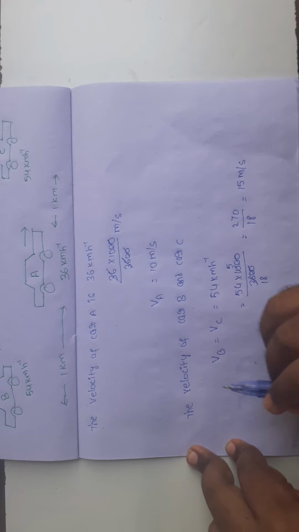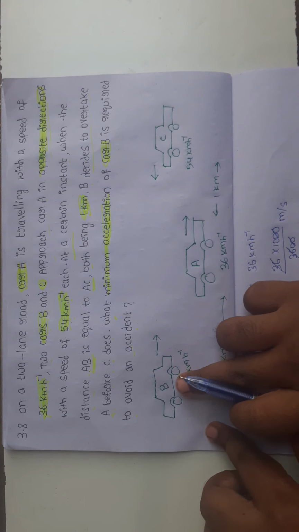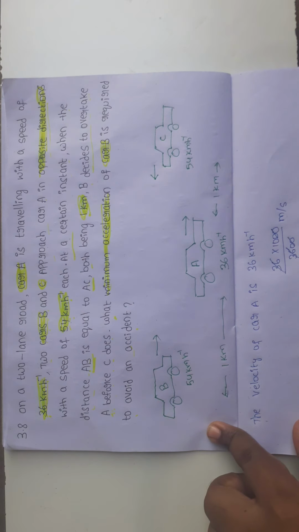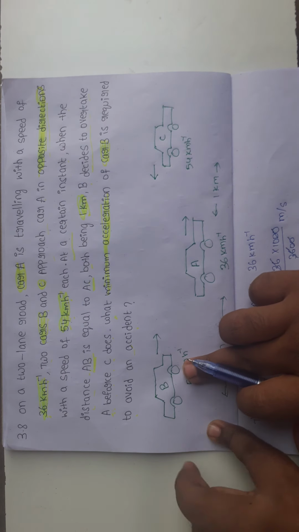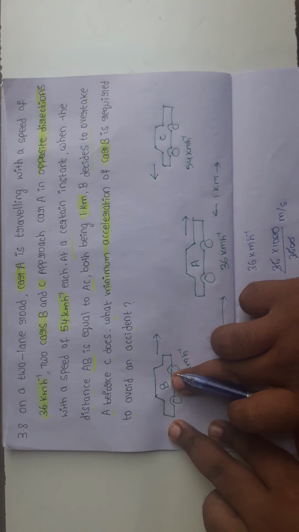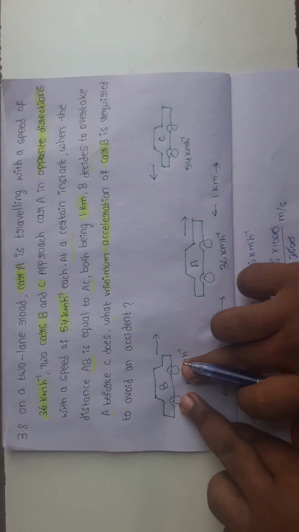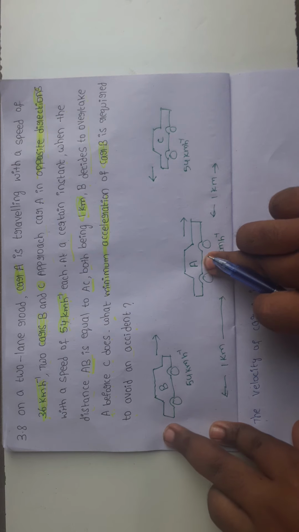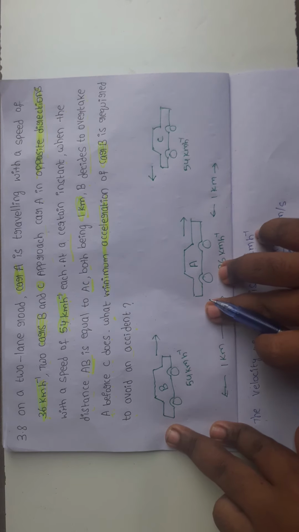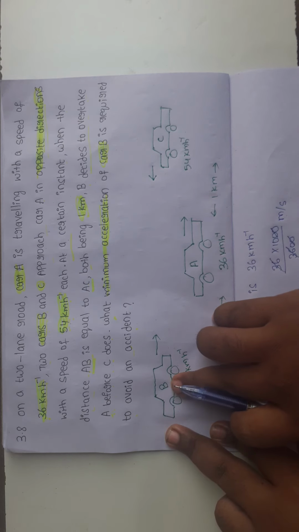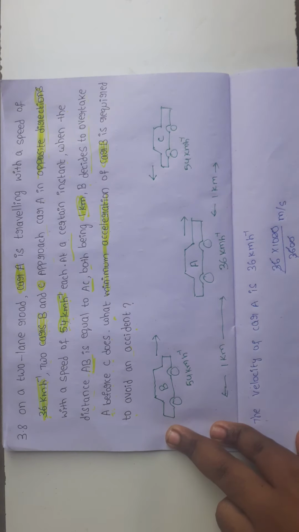Now I am going to find the relative velocity of car B with respect to A. Both car B and car A are traveling in the same direction. In that situation, we are going to find the relative velocity of car B with respect to car A.